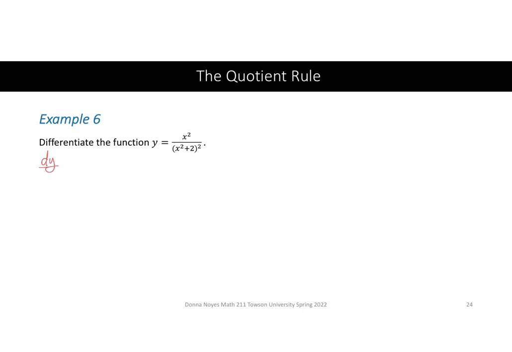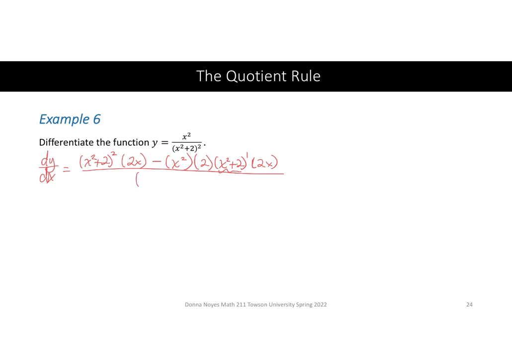So in this case, dy dx is going to be low, x squared plus 2, quantity squared, d high, which is 2x, minus high, which is just x squared, times d low. And this is where our chain rule comes in. Bring down the 2. We're left with x squared plus 2 to the 1 times the derivative of x squared plus 2, which is 2x.